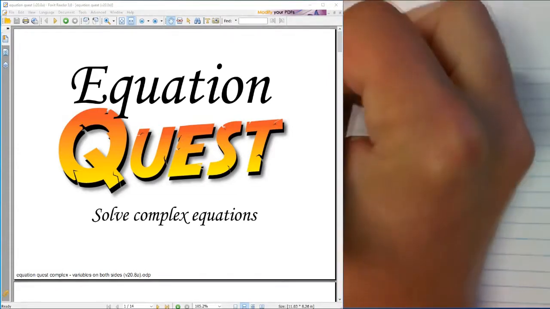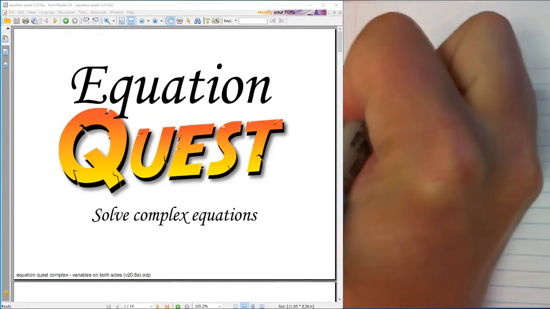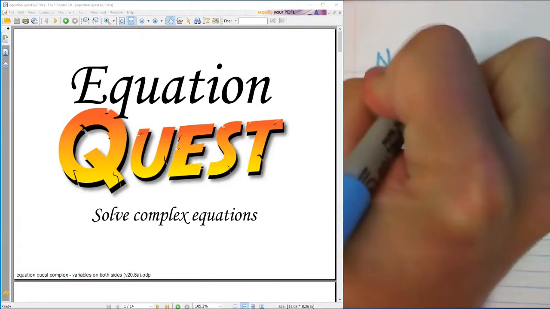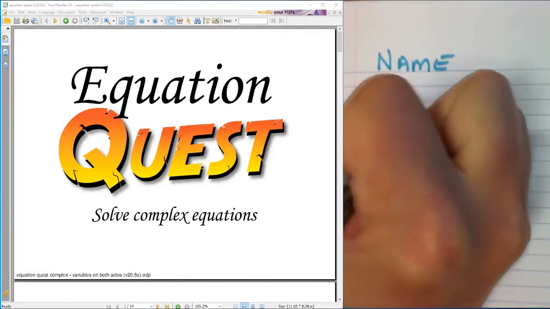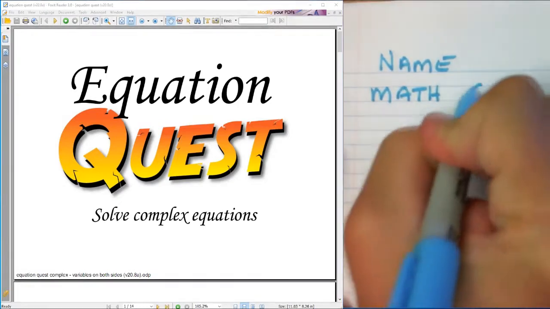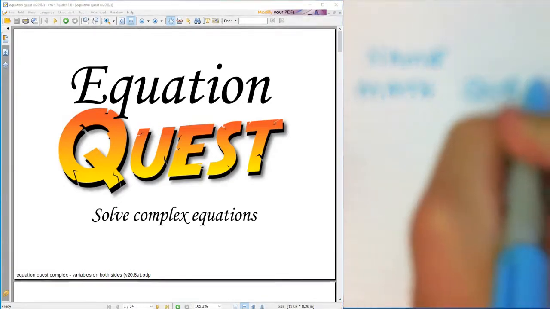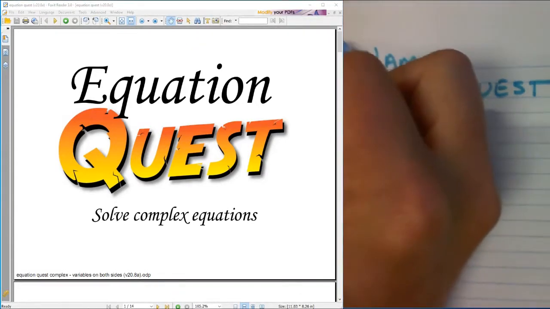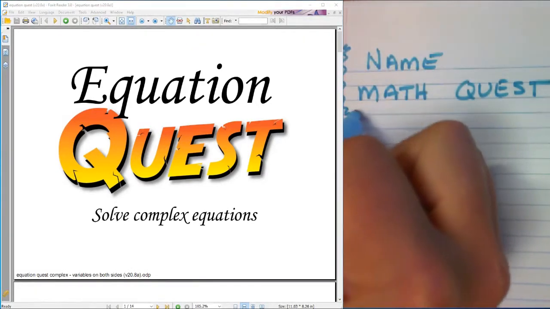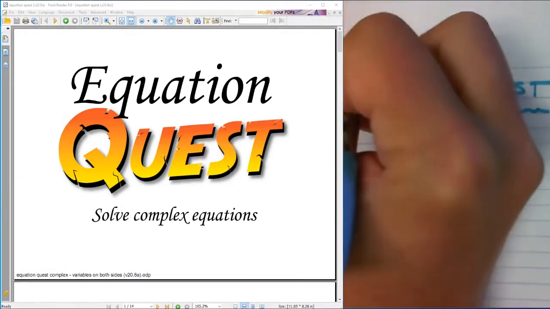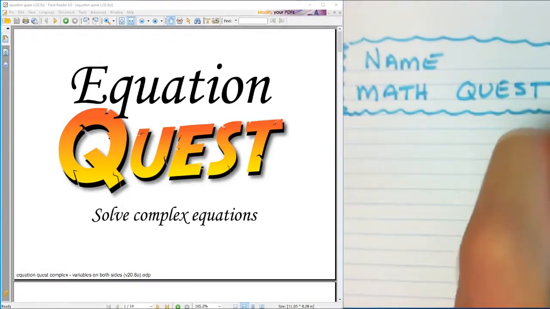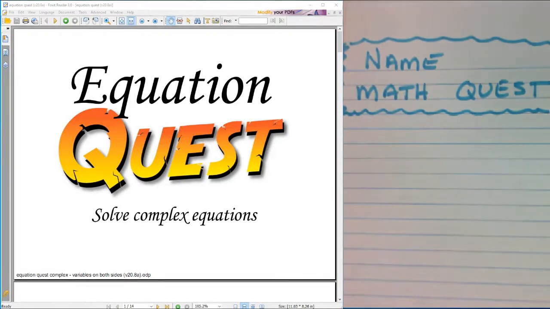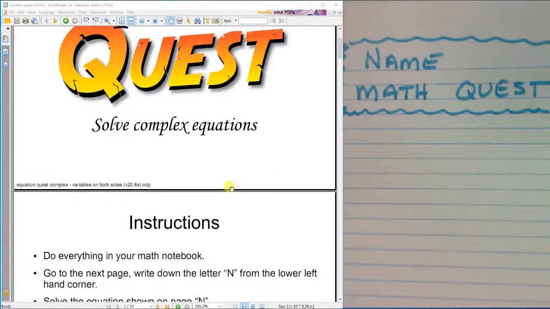So right here at the top, you're going to put your name and math quest. Now, this is actually it for the notes right here. That's all you need on your notes. The rest of this is explaining how a math quest works. So let's go to the next page.